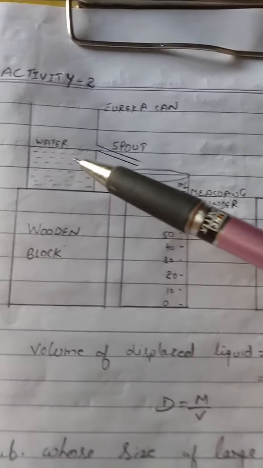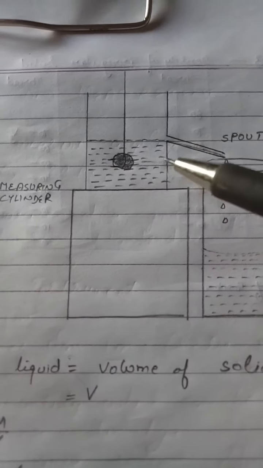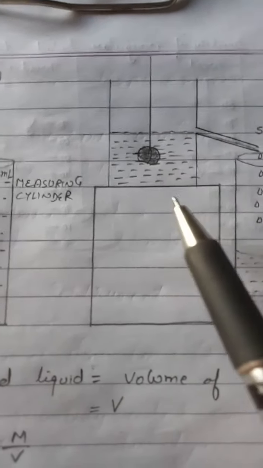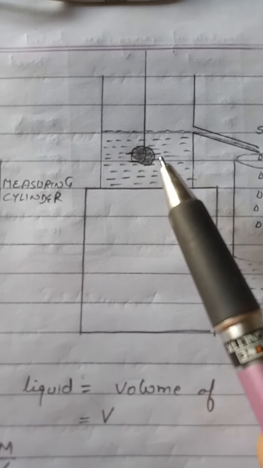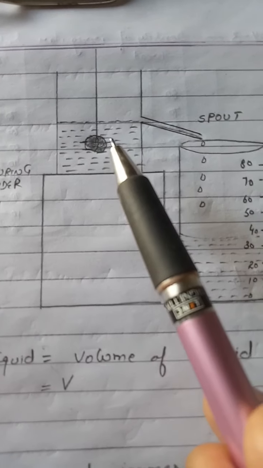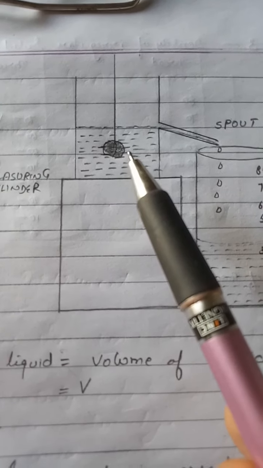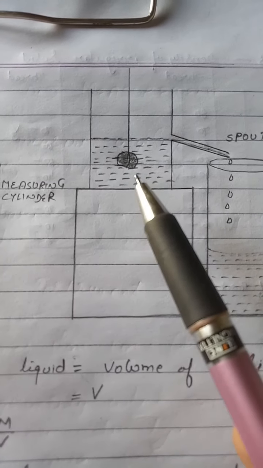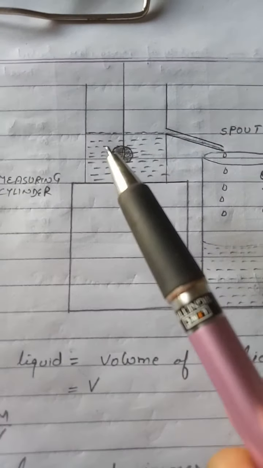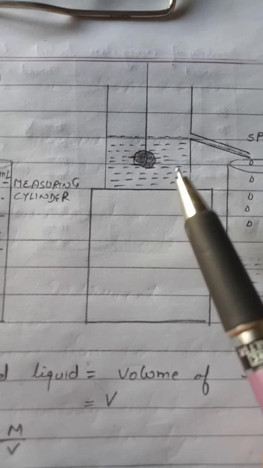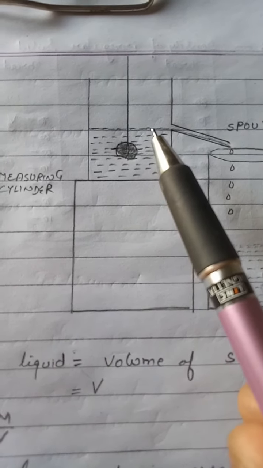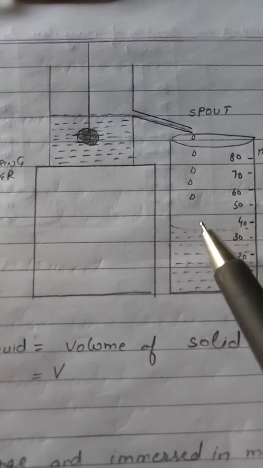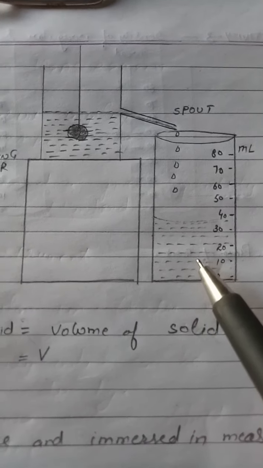The next step is very easy, as we did in the last activity. Again tie a thread to the stone and fully immerse it in the water in the Eureka can. Again the precaution is that it should not touch the walls or the floor of the Eureka can. The water will rise in the Eureka can, start overflowing through the spout and dripping into the measuring cylinder.